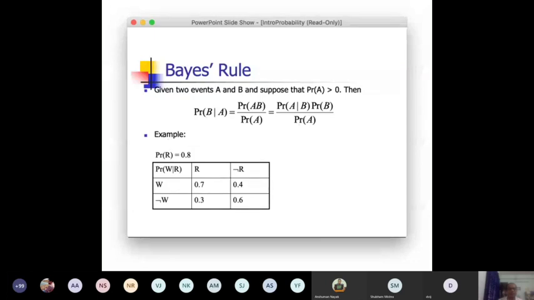There are two events, R and W. R means rain, and W means the grass is wet. So what is the probability that the grass is wet given it rains? That table is given here. As you can see, if it rains, then the grass becomes wet.